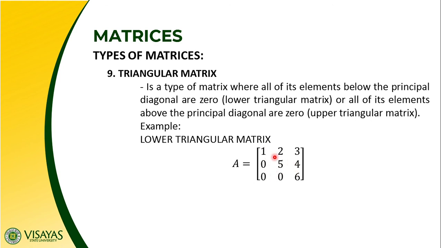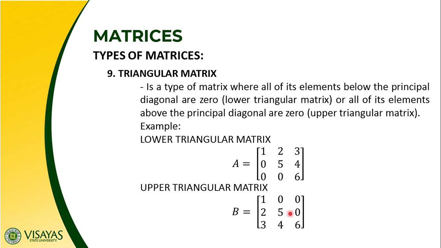For example, this one, matrix A. Here, the elements below the diagonal are all 0. And for upper triangular, it's just the opposite. The elements above the diagonal are the ones which are 0.